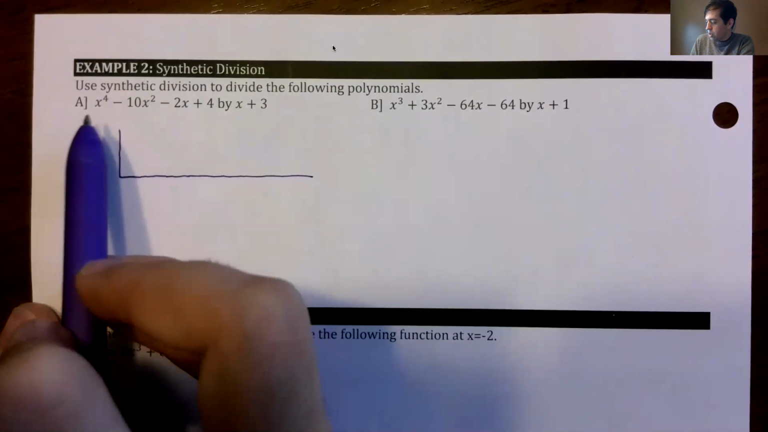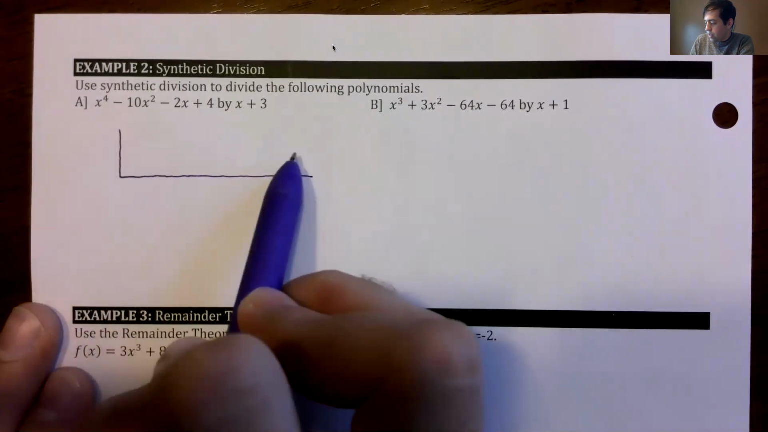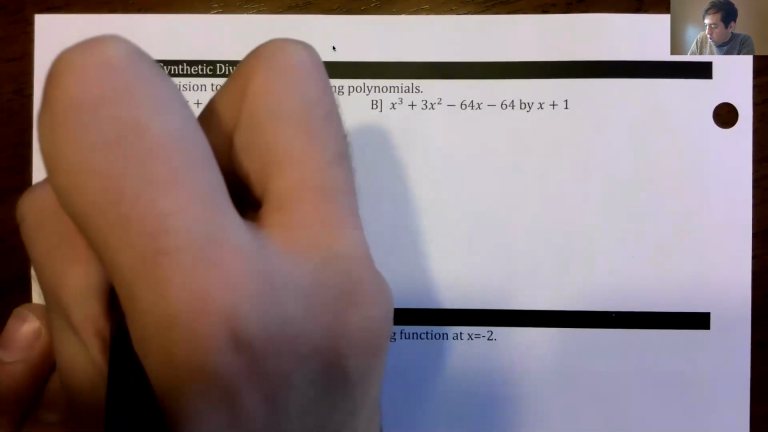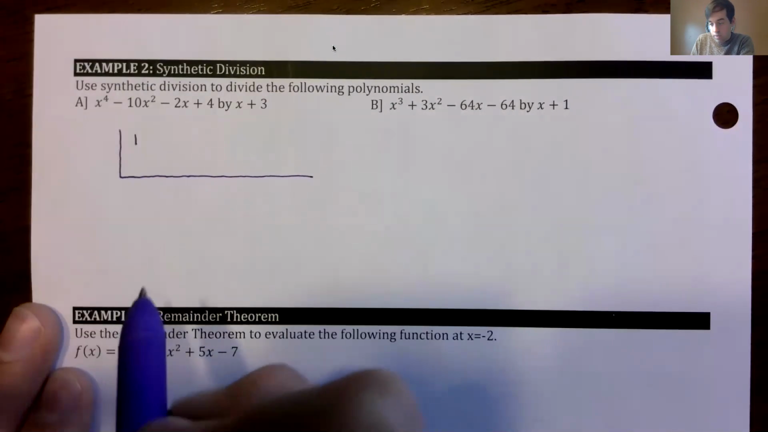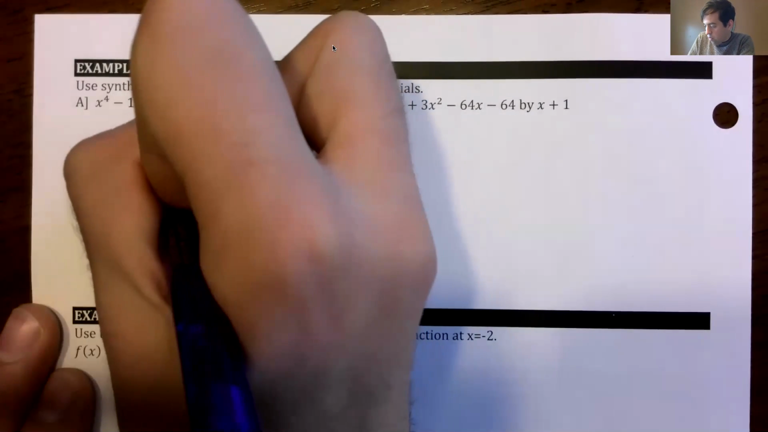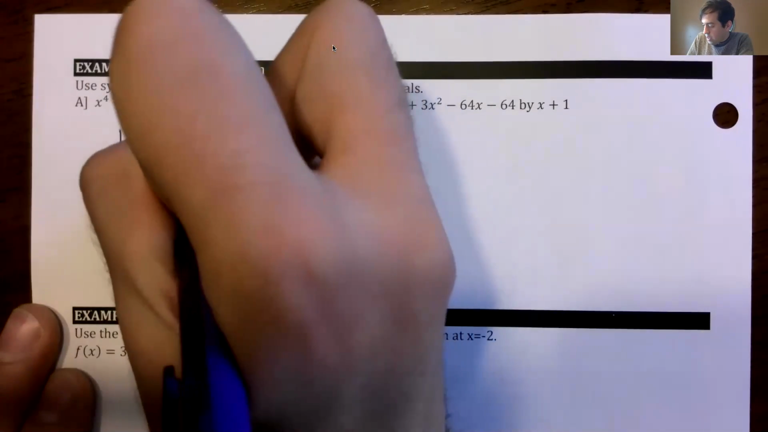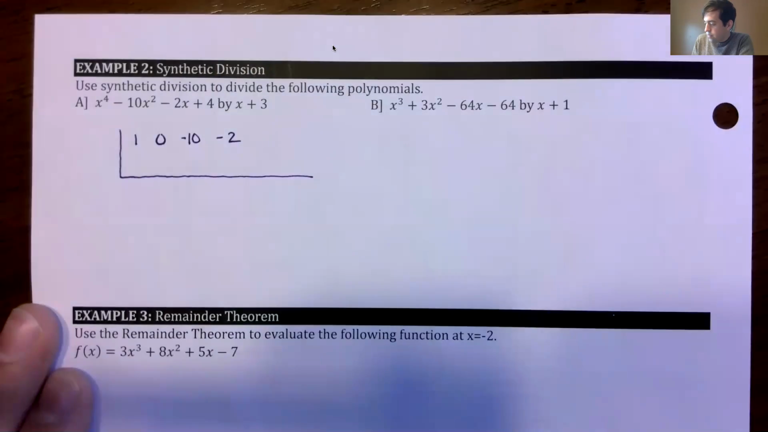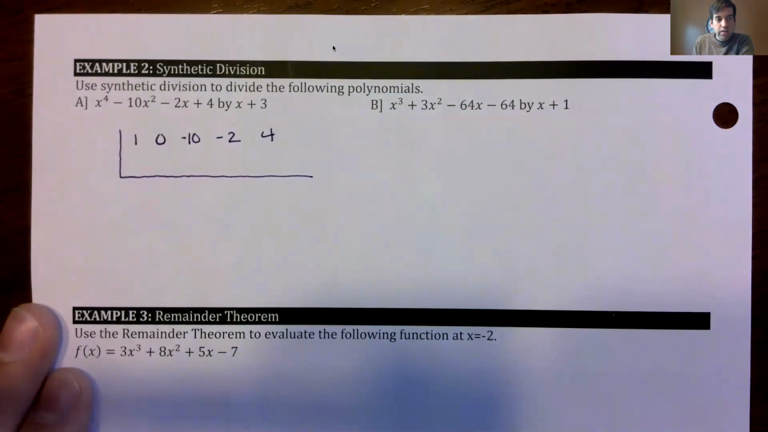And what I'm going to do is I'm going to write the coefficient of each term in the top row inside the L. So the x to the 4th has a 1 as its coefficient. Now there's no x cubed term. So we need a placeholder 0 for the x cubed. The x squared has a -10 coefficient. The x has a -2. And a constant is 4. All right, so there's our top row of our synthetic division.